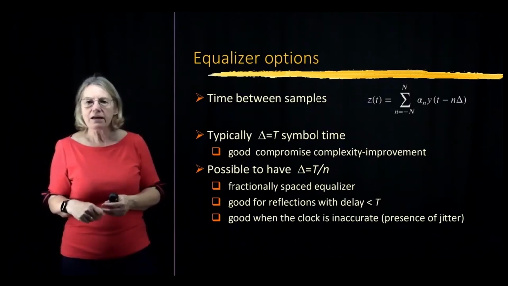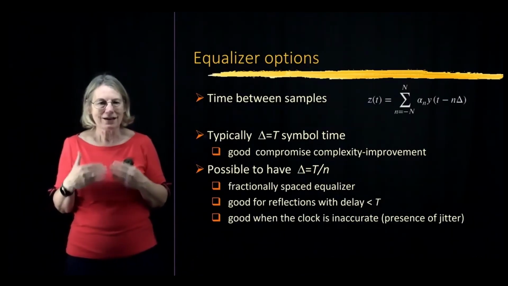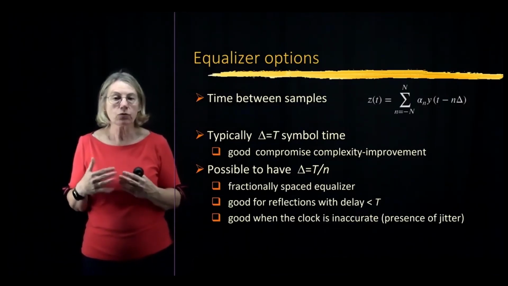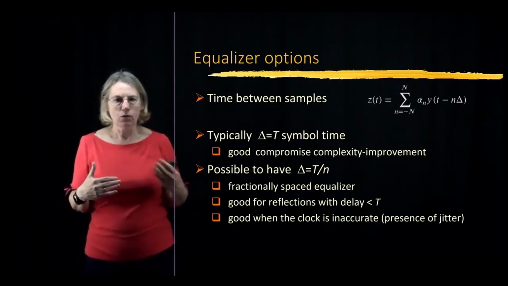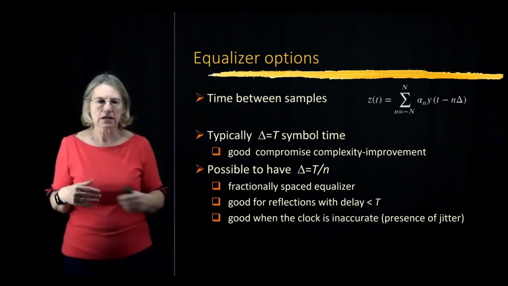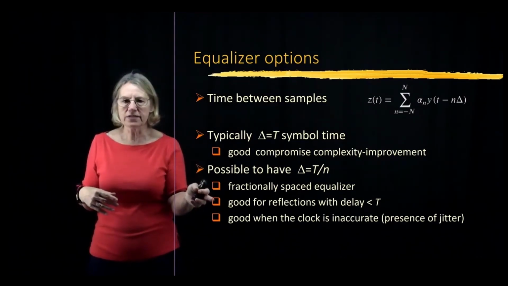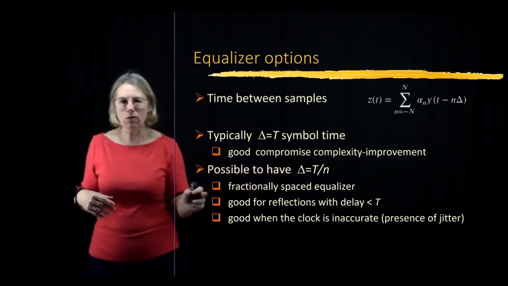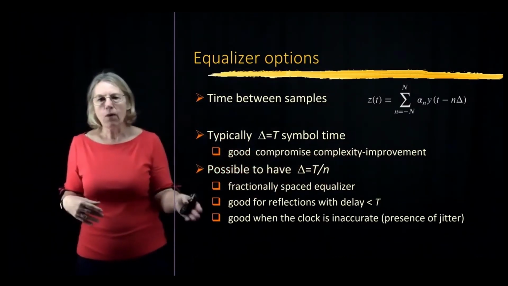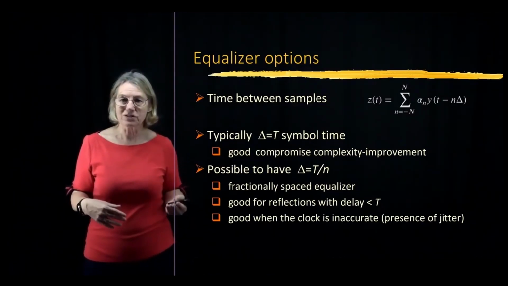If the delay in the channel is smaller than 1 symbol interval, then I'm really going to need to use a fractionally spaced equalizer in order to really capture what's going on in the channel, because otherwise I'm not going to see it because I'm not sampling fast enough. So that's a kind of example where the increase in complexity is really required in order to get a good improvement.